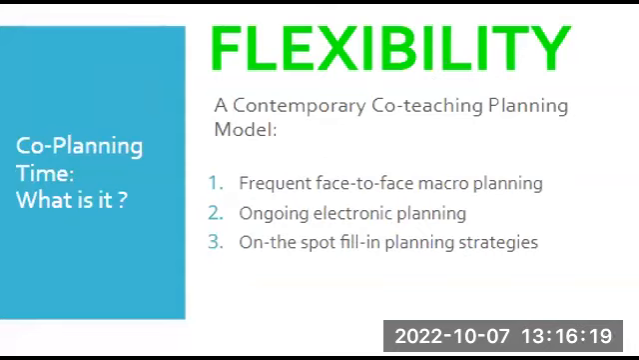Remember, when it comes to co-planning, you want to be flexible. So you want to have that frequent face-to-face macro planning time to work together, that's regularly on the schedule. You also, though, want to have that ongoing electronic connection. So be it email, text, you're also using some sort of Google document or a shared platform where you both can do some ongoing plans and make changes as necessary. Remember, everything is not going to go according to plan, so you want to have that on-the-spot fill-in strategies toolbox available when necessary during your lesson.